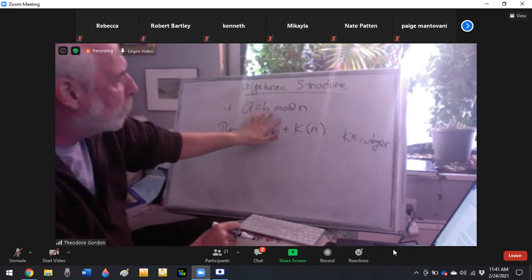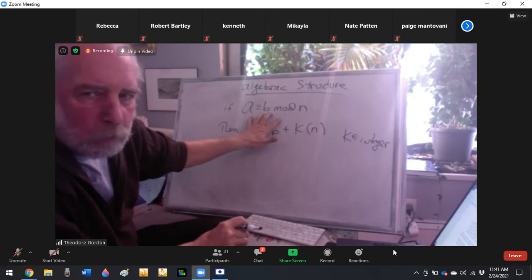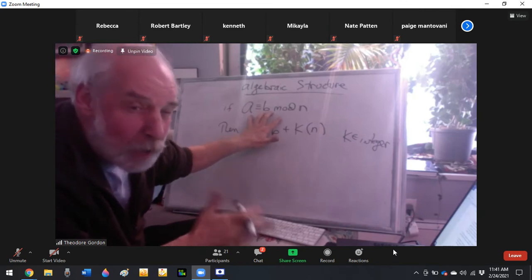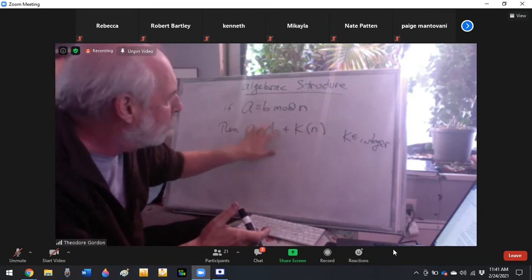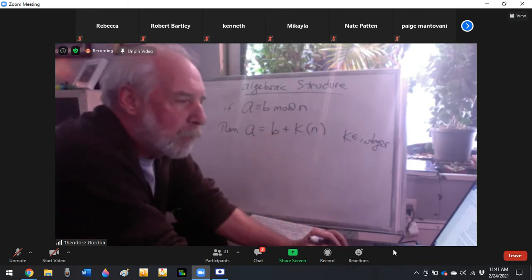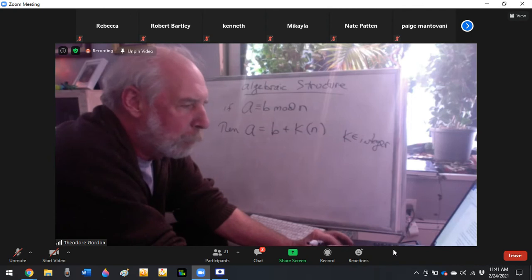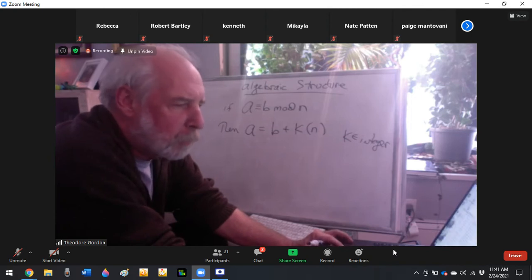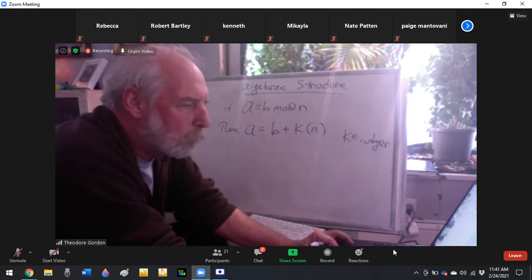So this takes it from a definition of something that's not regular arithmetic and puts it into something that is regular arithmetic. And that's going to allow us to prove some properties of these congruences here.